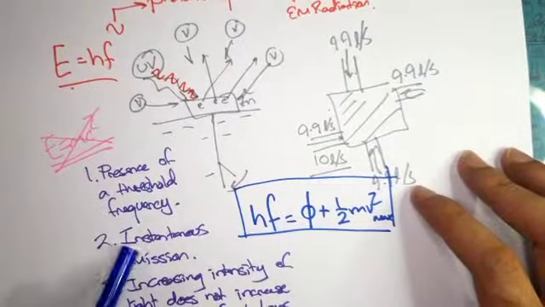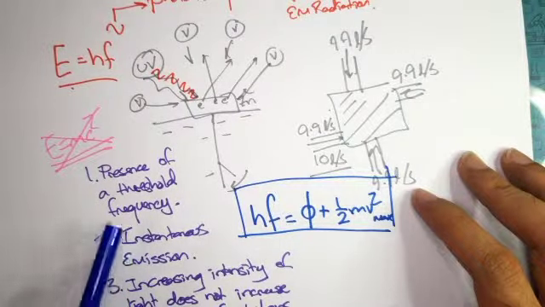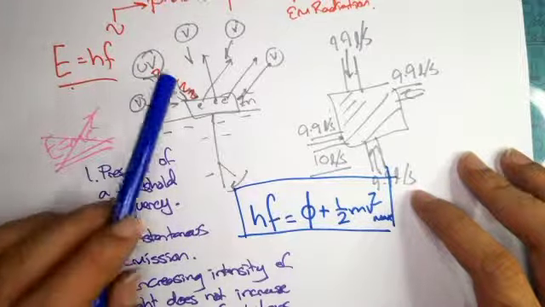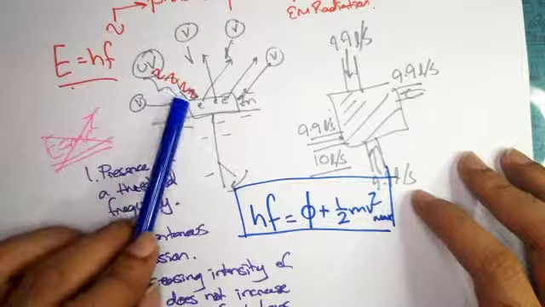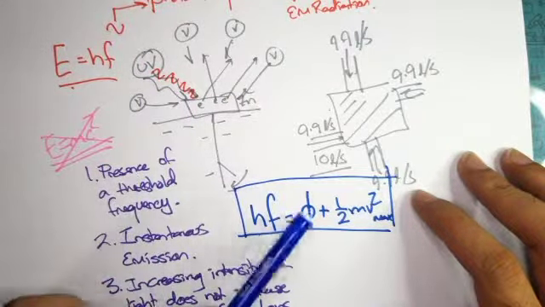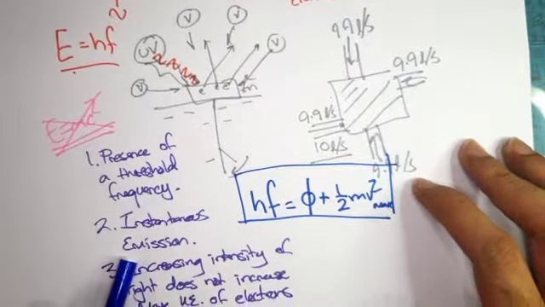So that's why we end up saying that the presence of a threshold frequency proves two things. Number one, that light is behaving like a particle, and number two, the electrons absorb energy from only one photon, and that one photon is obviously a photon that has enough energy to get it out of the metal. Number two, instantaneous emission.